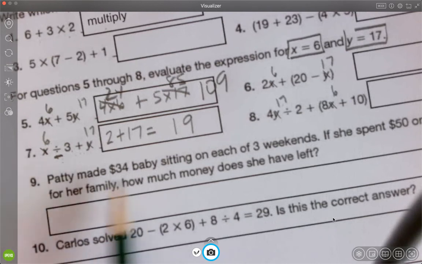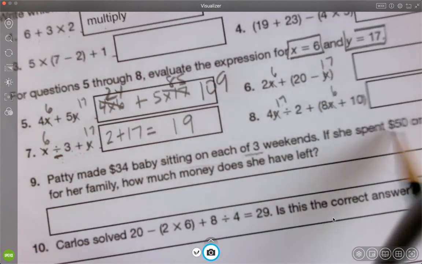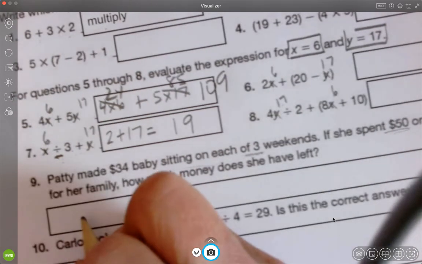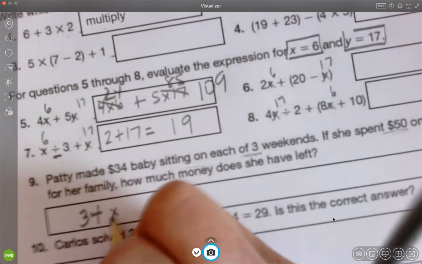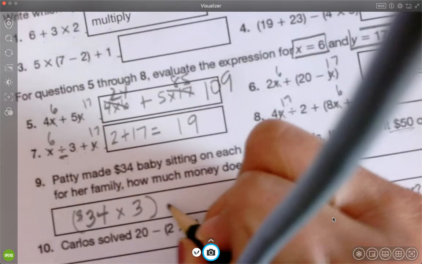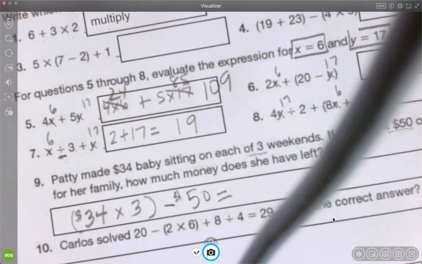And then, Patty made $34 babysitting on each of 3 weekends. If she spent $50 on gifts for her family, how much money does she have left? So this is a 2-step problem. 34 times 3. And then she spent, so she subtracted 50. That should give us what she has left.